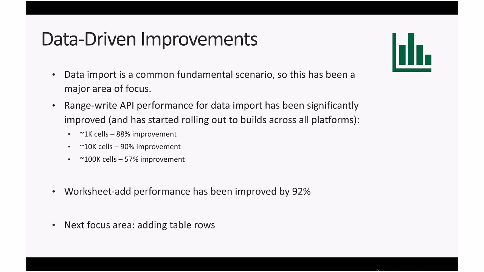Great. So, it kind of varies depending on which platform you're on and which version, but a key concept here is that in this particular improvement, range-write API performance, you don't need to change anything in your code. And if, let's say, you tried importing thousands of rows to a table a while back and it seemed kind of slow to you, you should try again because this has gotten significantly faster. And that's just a back-end performance improvement that doesn't require any change on your part.